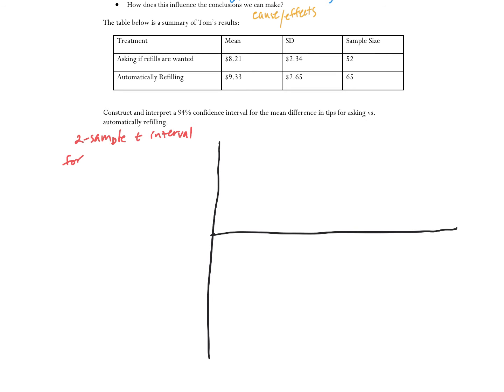for mu auto minus mu ask. Noticing I'm using the subscripts to make sense. And the only reason I did auto minus ask is because you guys tend to like positive numbers better than negative numbers. You could do it the other way around. It wouldn't be a big deal at all. Okay? Where mu auto equals the true mean tip amount for auto refilling.